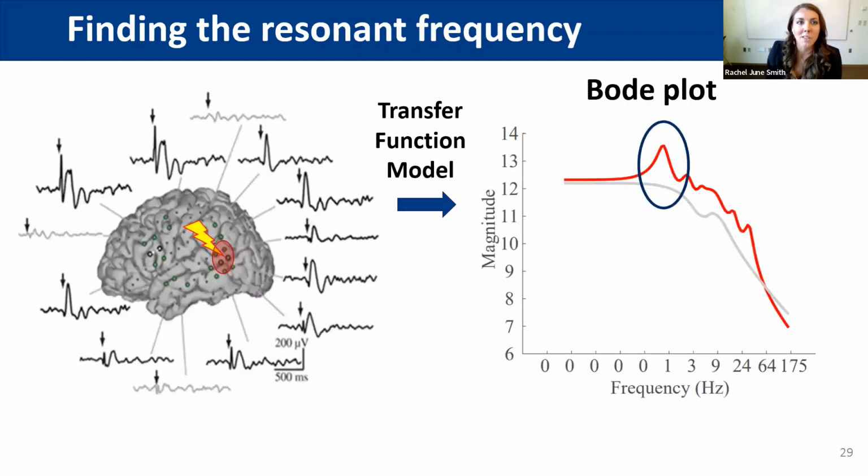intracranial monitoring process. The way that we tried to do this is, right, we get our SPES, we build the transfer function model, and we get our Bode plot out, right? And if you remember, we are looking for these peaks in the Bode plot, and that's associated with a specific frequency that we're calling omega star. So that is the resonant frequency.